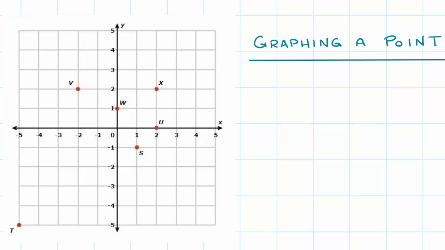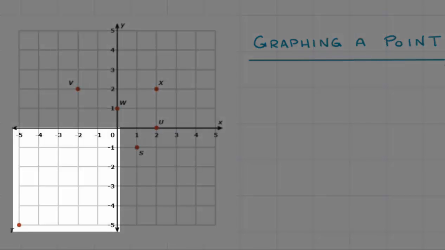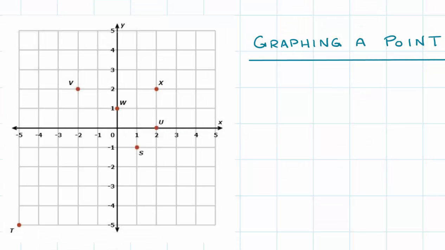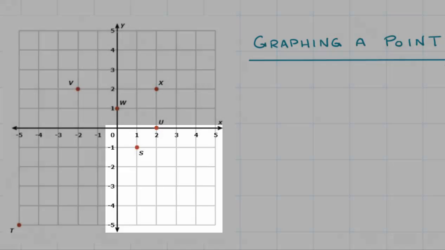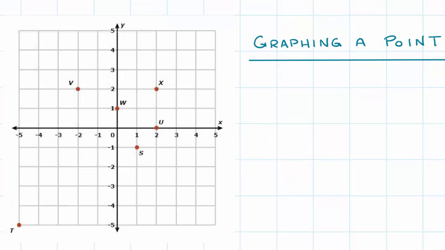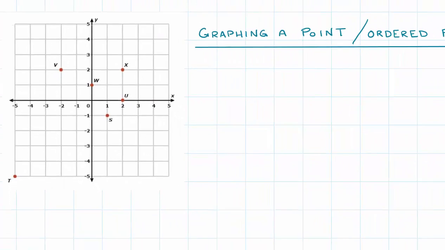If you continue to go counterclockwise, this is quadrant 3. And the special part about quadrant 3 is the x value and the y value are both negative in this quadrant. And finally, the last quadrant is quadrant 4. The x value is positive, but the y value is negative because it's below 0. Okay, let's look at an ordered pair and see if we can graph it.